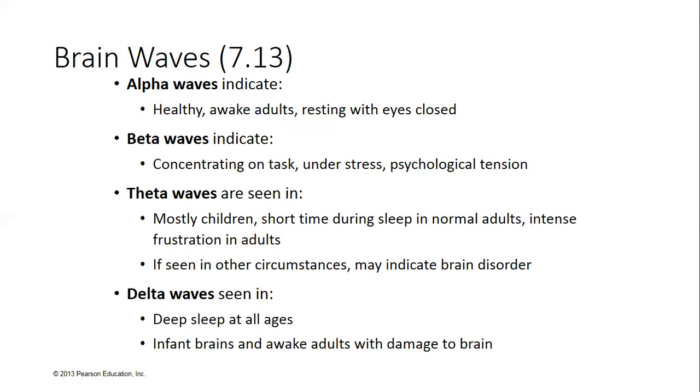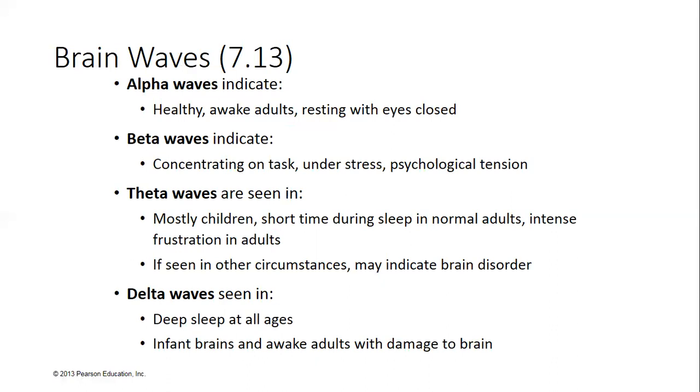Changes in beta waves would indicate somebody concentrating. So think about doing a mental math problem. If you're concentrating on that, your beta wave activity would be really high. So all the neurons involved in completing that task would be firing action potentials. And that would be recorded on an EEG tracing on the graph as a beta wave.